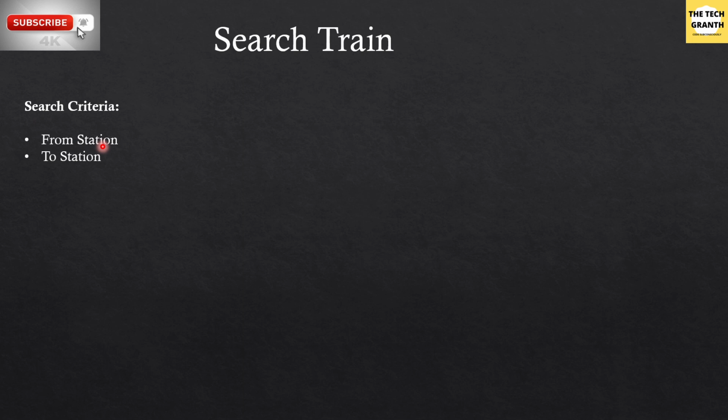Based on this only you will do your search, because based on the from station and to station, or source and destination, you will expect a list of train to be given to you, and from that list of train you can choose the train which has ticket available, or based on your choice you can pick one of the train.